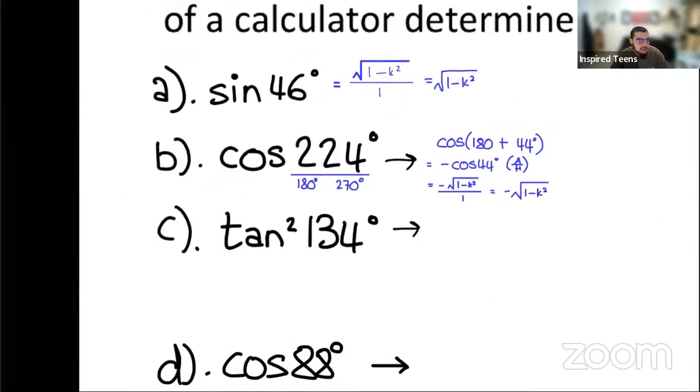Just keep in mind with 270, sine would change to cos, cos would change to sine. Okay, those rules, of course, still apply. This is like regular reduction. Okay, let's look at tangent squared 134.